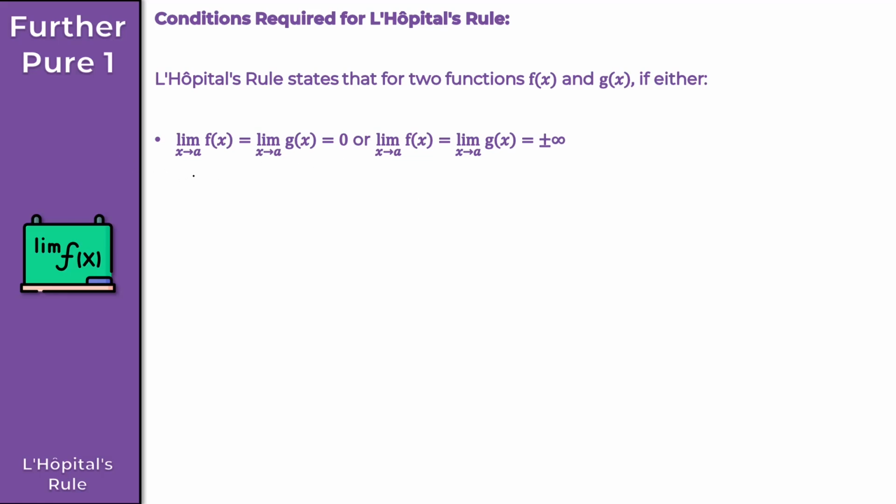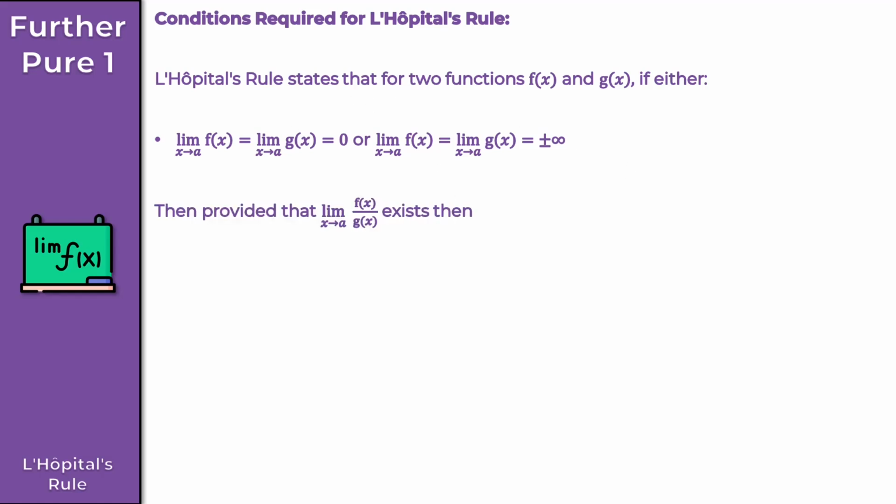For the first condition, the limit of f of x as x tends to a must be equal to the limit of g of x as x tends to a, which must be equal to 0. That's my first condition. Or the second condition is that the limit of f of x as x tends to a is equal to the limit of g of x as x tends to a, which is equal to plus or minus infinity. So we require one of these two conditions.